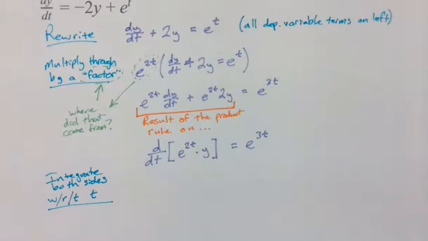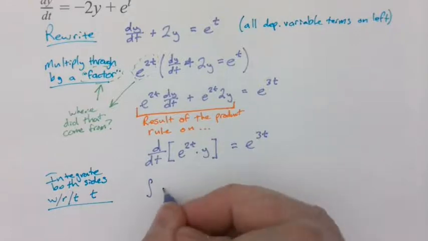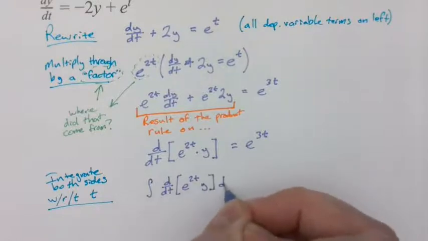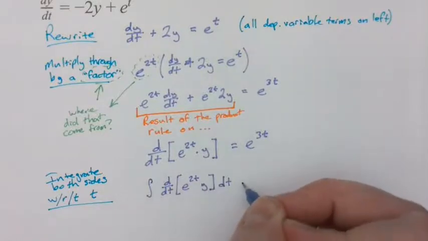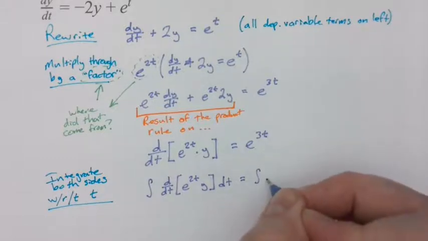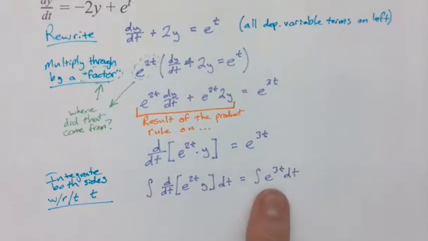And so when I do that, I wind up with the indefinite integral of the derivative, with respect to time, of e to the 2t times y dt. And on the other side, we have the integral with respect to time of e to the 3t. Now, the right-hand side is pretty straightforward. That's really just an integration that we can evaluate.